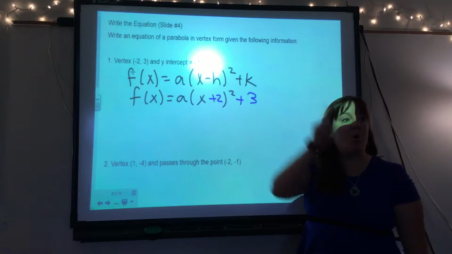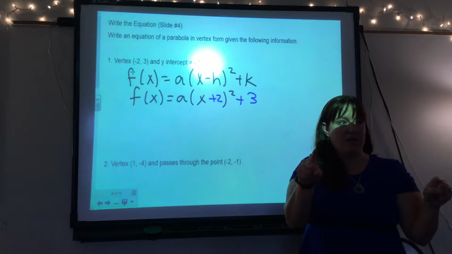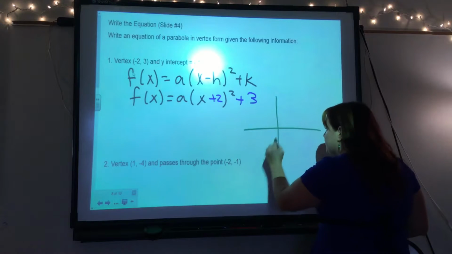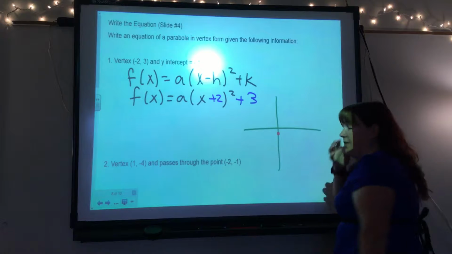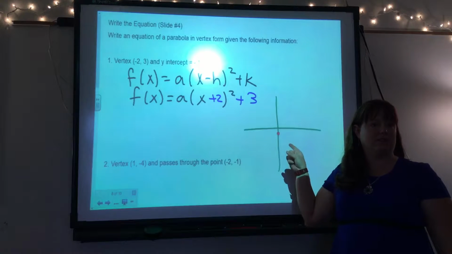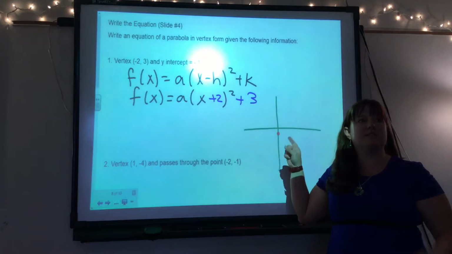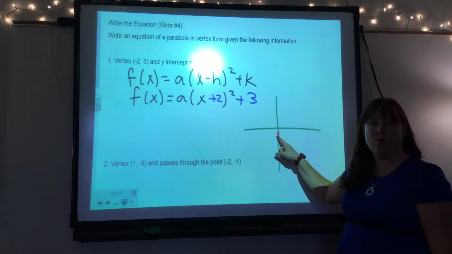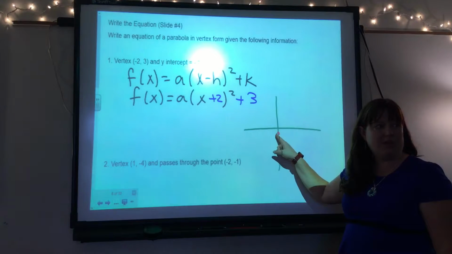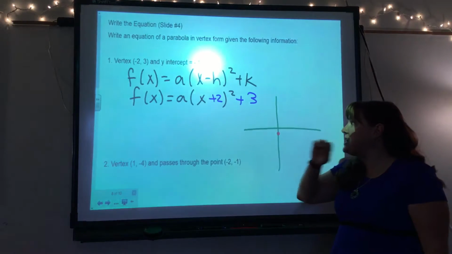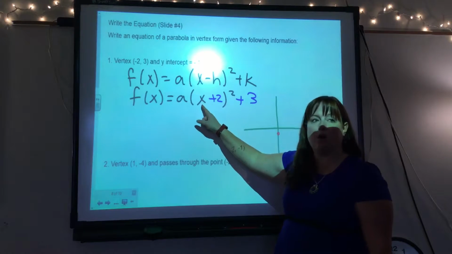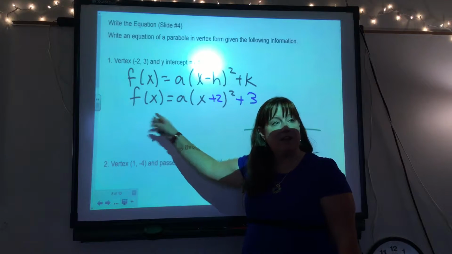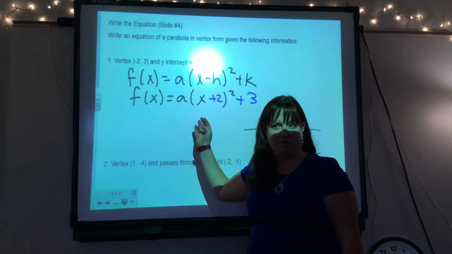This intercept is a point on the parabola, right? So we know that our parabola goes through that point. So we know that on our parabola, when x equals 0, y is going to equal negative 1. So we can just put in x equals 0 and y equals negative 1 as a point and solve for a.